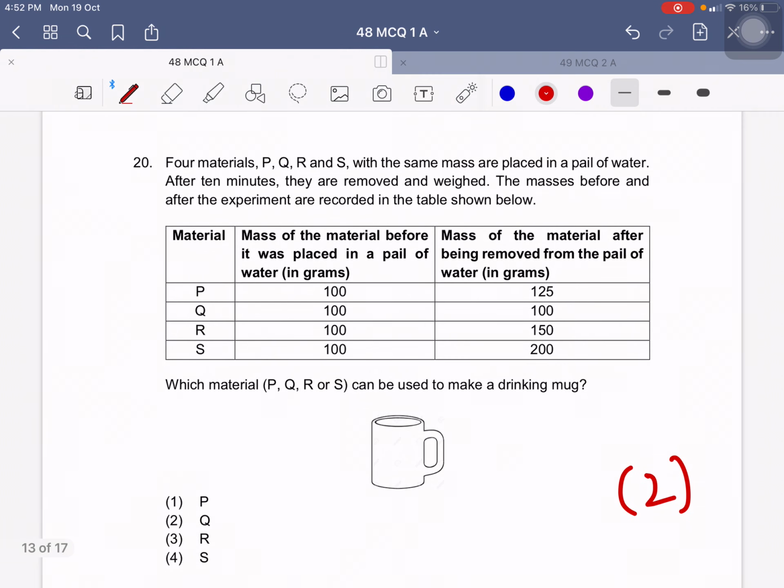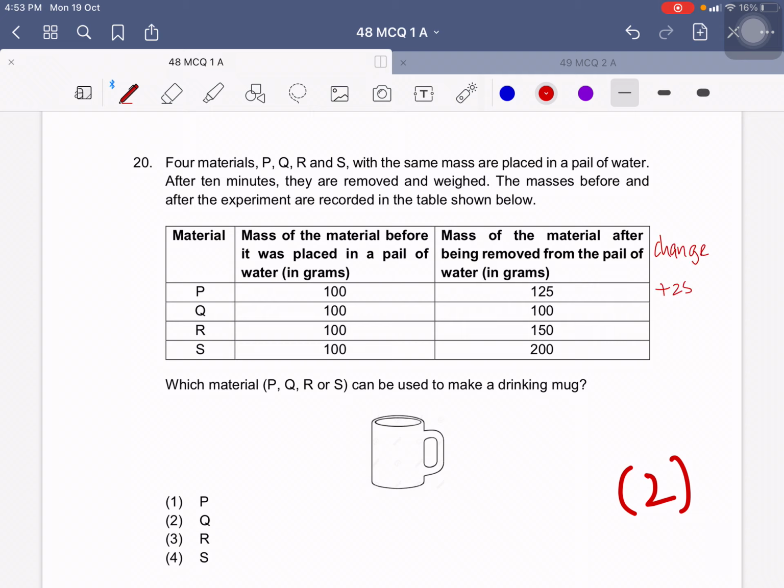Okay, question 20. 4 materials with the same mass are placed in a pail of water. After 10 minutes, they are removed and weighed. The masses before and after the experiment are recorded in the table shown below. You can see that for P, Q, R, and S, in the beginning, their mass was 100 gram. But after they have been removed, the mass actually changed. So we always try to see what's the change. So I just write down here the change.